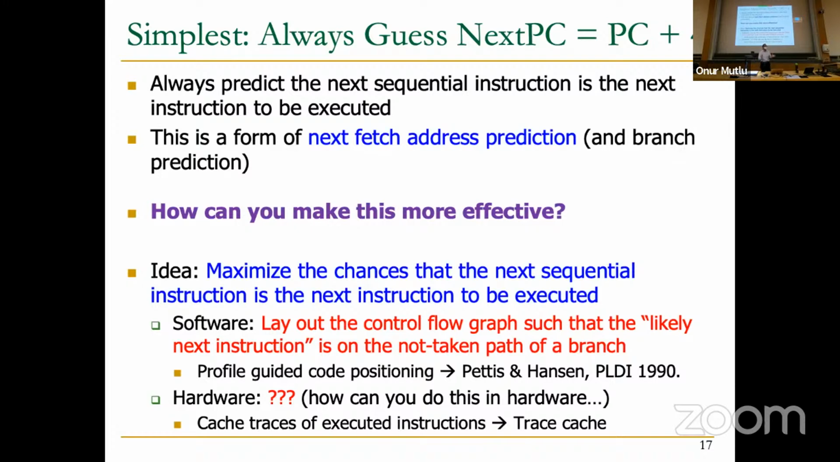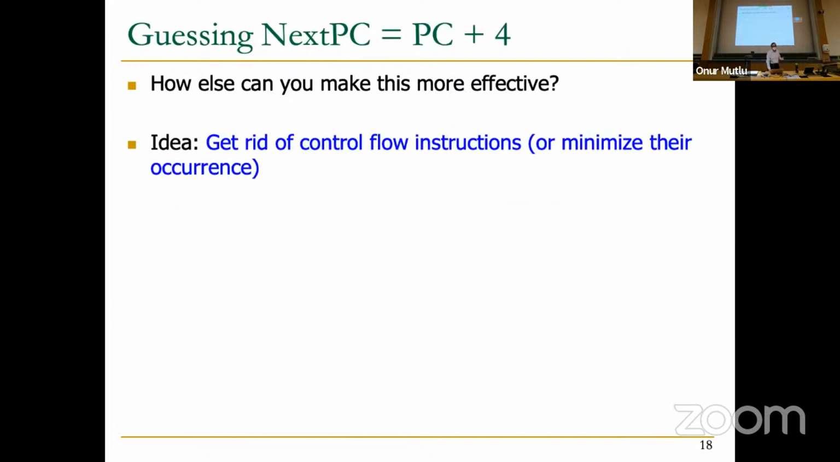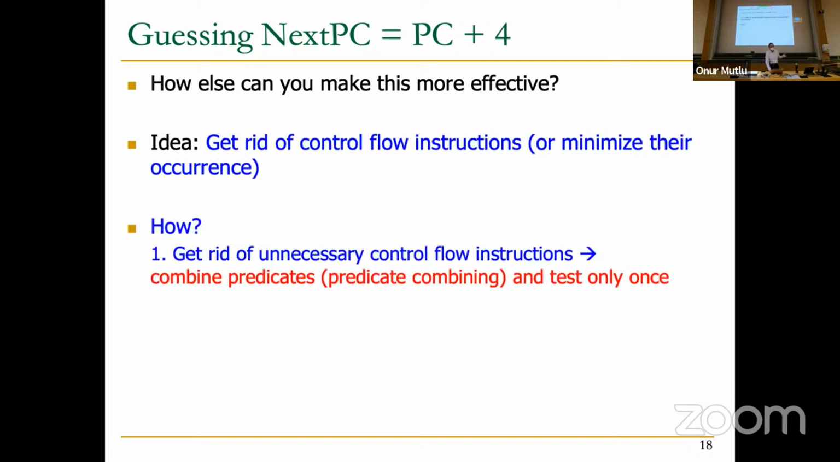Now, the difficulty is these hard to predict branches. What if your branch is not biased? 50%, 50%, 60%, 40%. Unfortunately, this idea doesn't work with that. So how else can you make this next PC equals PC plus 4 more effective? Get rid of control flow instructions. Basically, this is what we discussed, or minimize their occurrence.